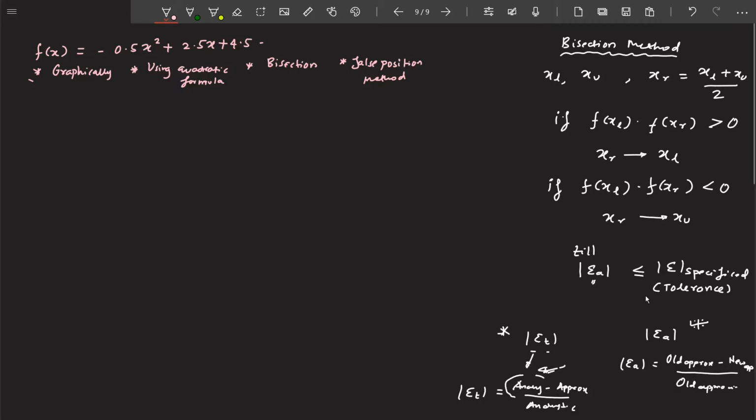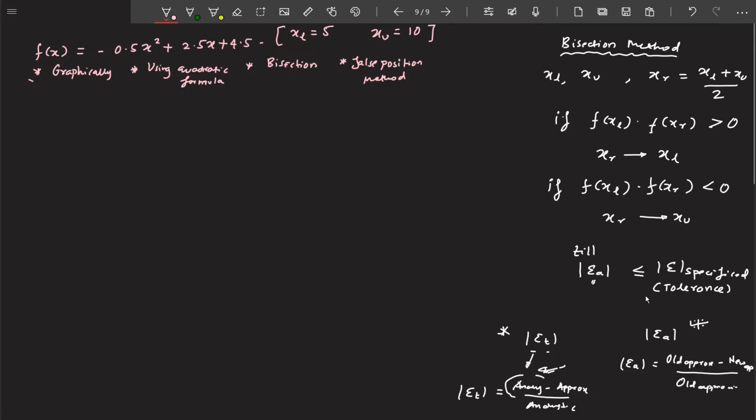Then you can use the quadratic formula, and then we are going to see how to solve it using the bisection method and false position. Don't worry, in examinations they'll always provide you the values of xl and xu, that is, the lower limit and upper limit. So for the bisection method, the lower limit is 5 and the upper limit is 10. You don't have to assume this, it will be given to you in the problem.